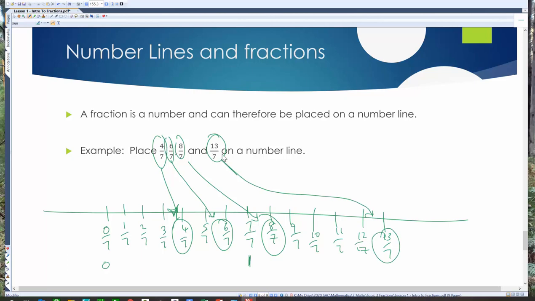So those 4 things are just numbers on a number line. Just like if I said put 7, 8, and 15 on a number line, these fractions can go on the number line, and that is just 1 number, 2 numbers, 3 numbers, and 4 numbers.